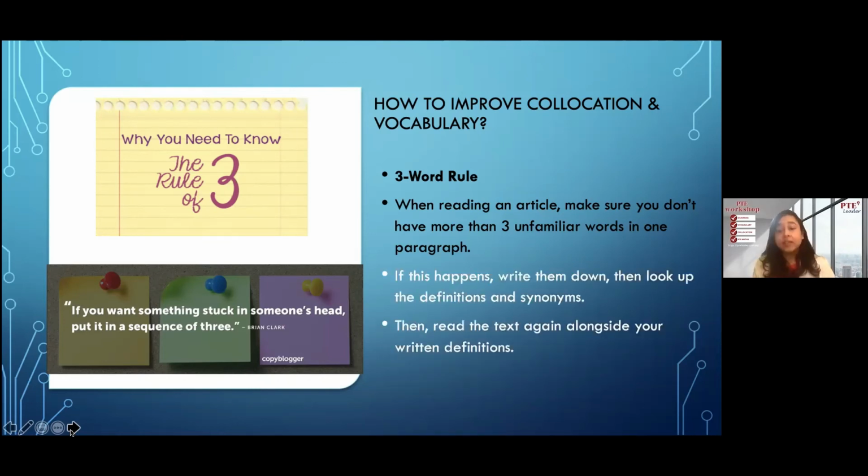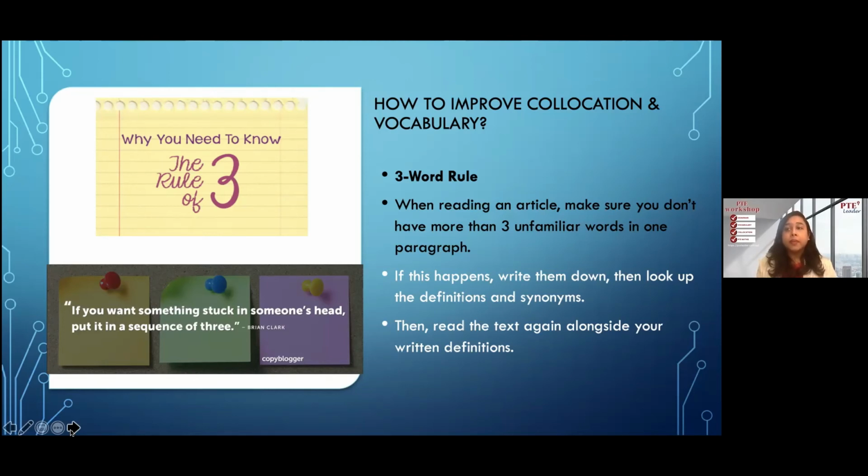If that happens, write them down. So write down those 3 unfamiliar words and then look up the definitions and synonyms of those words. So the meaning of that word and the synonyms of some other words. Then read the text again alongside your written definitions. And this time you will see significant improvement.